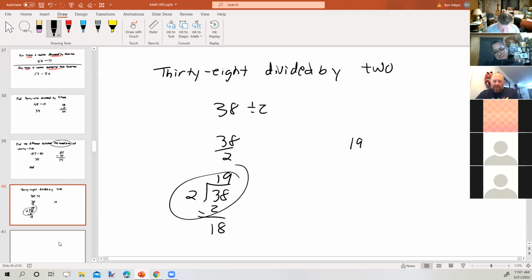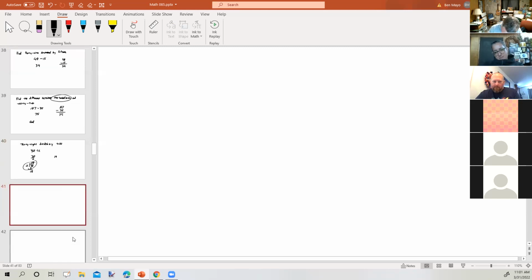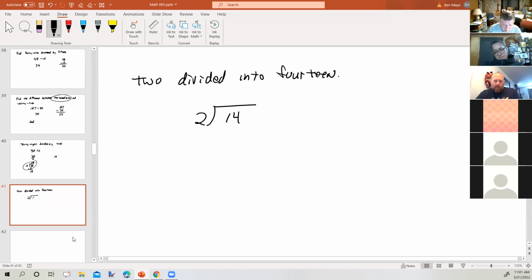All right. Let's see here. How about this? 2 divided into 14. 2 divided into 14. Divided into and divided by are not the same. So again, division is tricky.